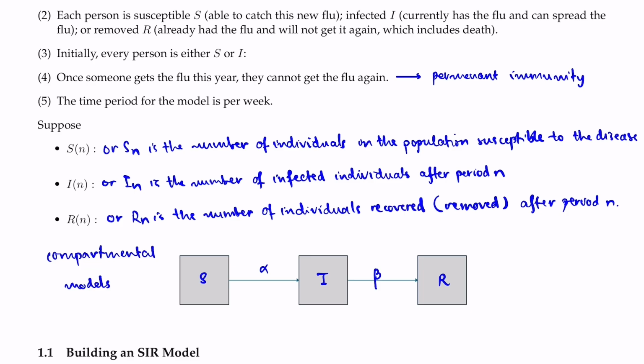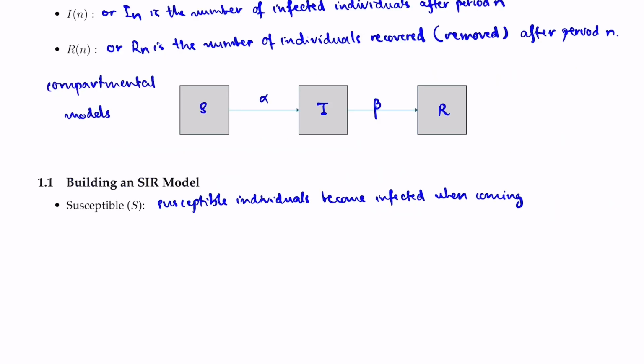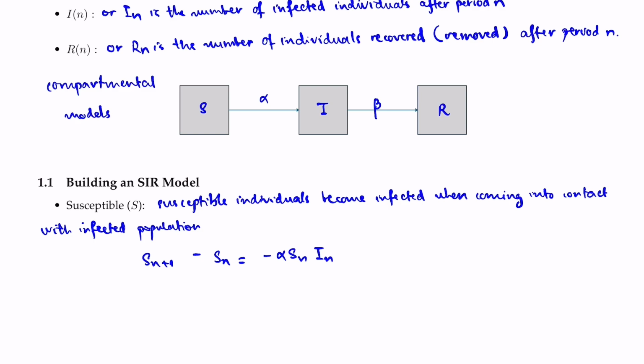Susceptible individuals become infected when coming into contact with the infected population. And there is only one term in the difference equation, and that term represents the reduction in the population. That is, S sub n plus 1 minus S sub n equals negative alpha times S sub n times I sub n, where alpha is the infection rate or transmission rate, or the rate at which the disease is spreading. And we assume alpha to be a positive number.